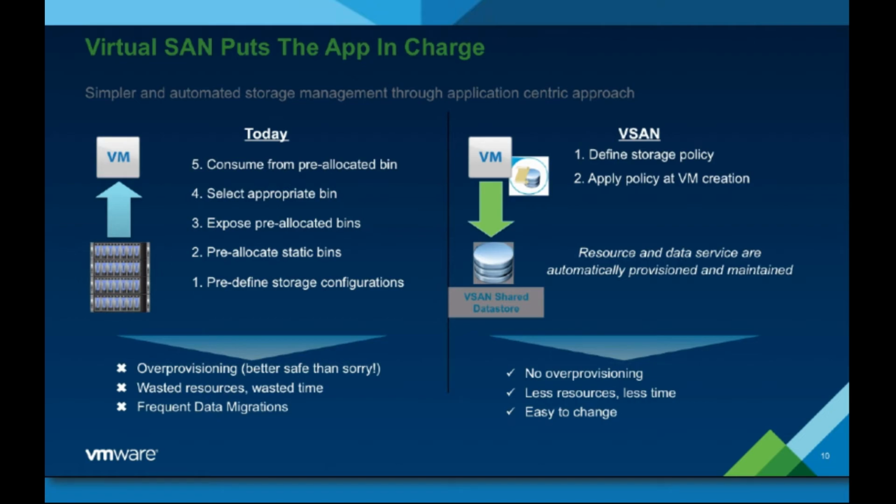Virtual SAN takes a dramatically different approach. In fact, we reverse the entire script and say instead of having a bottom-up approach to storage, we're taking a top-down approach to storage. By utilizing virtual SAN, we're defining the storage policy, then applying the policy at the creation of the VM. This means that we're going to have no over-provisioning. We're all going to be consuming out of one big pool without the need for bins and LUNs. It also means that it's very easy for us to change and adapt as we grow.